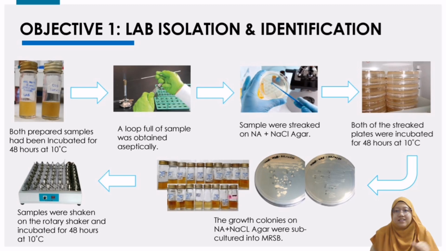A volume of each sample was transferred and grown into selective media MRSB, which stands for De Man, Rogosa, and Sharpe broth, for 48 hours at 10 degrees Celsius. The samples were then streaked onto the nutrient agar added NaCl media plate and incubated for 48 hours. 17 colonies were then chosen and further subcultured.